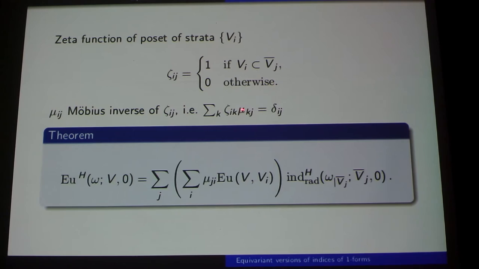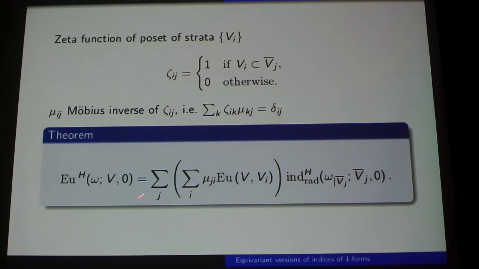And now we have the following theorem relating our H-equivariant local Euler obstruction of the form omega with the H-equivariant gradient index. Namely, you take a double sum: the sum over all j of the gradient index of the form omega restricted to Vj bar, and then you take it with a coefficient. This coefficient is the sum over mu ji of these relative Euler obstructions.